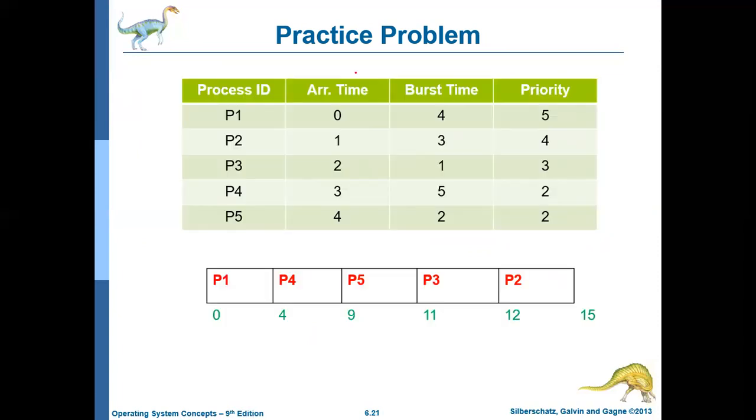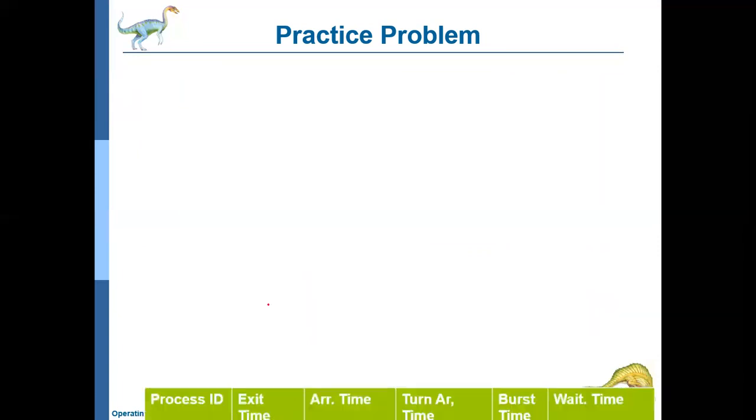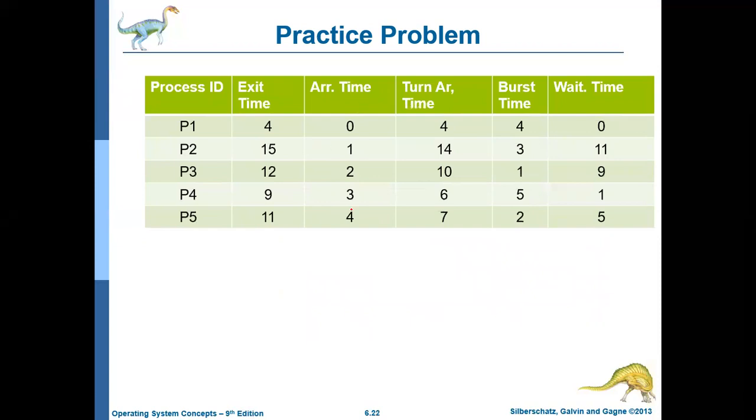The arrival time is available in this table, and from that we have dropped those values here. From this you can calculate the turnaround time. Turnaround time is exit time minus arrival time. So 4 minus 0 is 4, 15 minus 1 is 14, 12 minus 2 is 10, 9 minus 3 is 6, 11 minus 4 is 7.